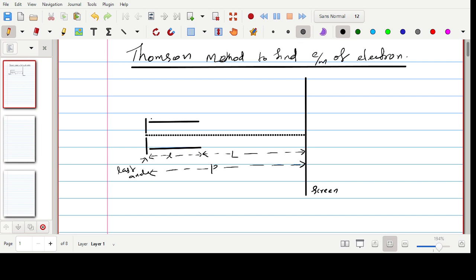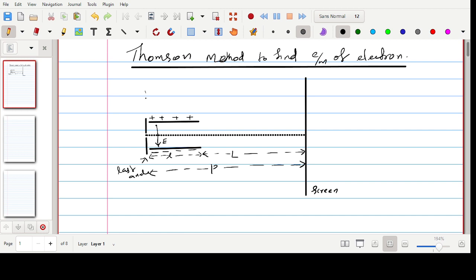When I apply the electric field, this is the positively charged plate, and the lower sheet I have given negative charge. So an electric field is applied in the negative y direction. We are applying an electric field in the downward direction. Since the electric field is in the downward direction, the electron will have an acceleration in the positive y direction.